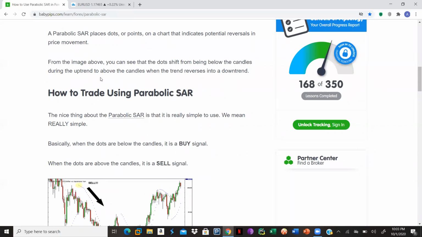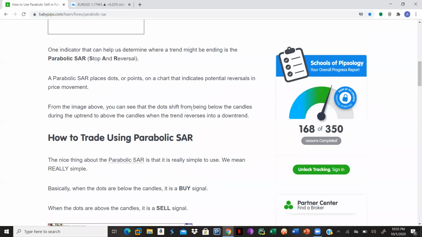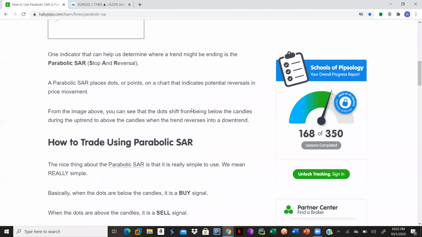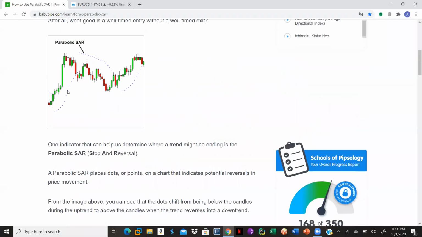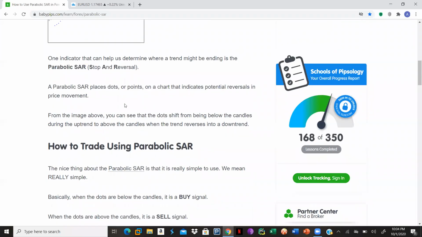So here from the image above, the previous image, you can see that the dots shift from being below the candles during the uptrend to above the candles when the trend reverses into a downtrend. So here it is simply saying that when the dots are down, it's an uptrend, and when the SAR is above the candles, it's showing a downtrend. Here is a downtrend, and when it's below the price of the candles, it's showing an uptrend, an upward direction. So now we'll be going to how to trade using the parabolic SAR.